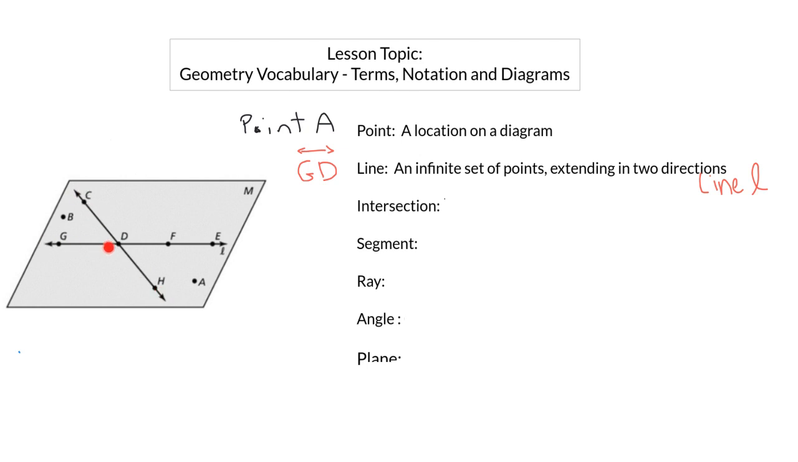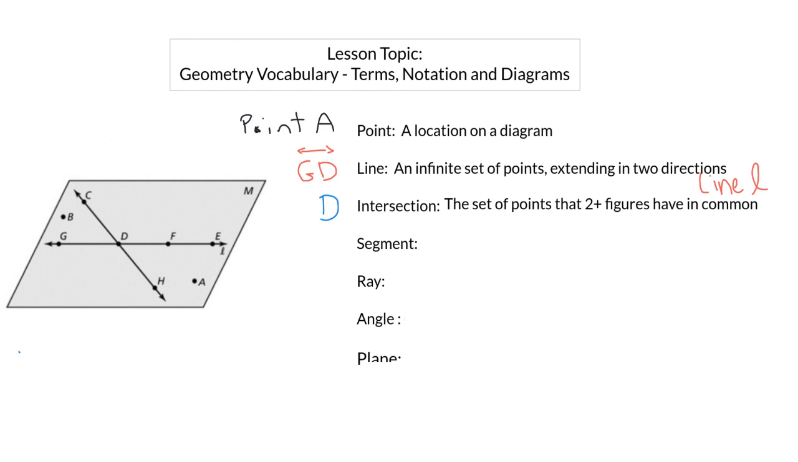Now you'll notice where this line L intersects this line, line CD, we've got one point that is in common between both of those lines. That is called the intersection of those lines. An intersection is the set of points that 2 or more figures have in common. So this figure, this line, and this figure, this line, intersect at D. So in this case, we say D is the intersection between those lines.